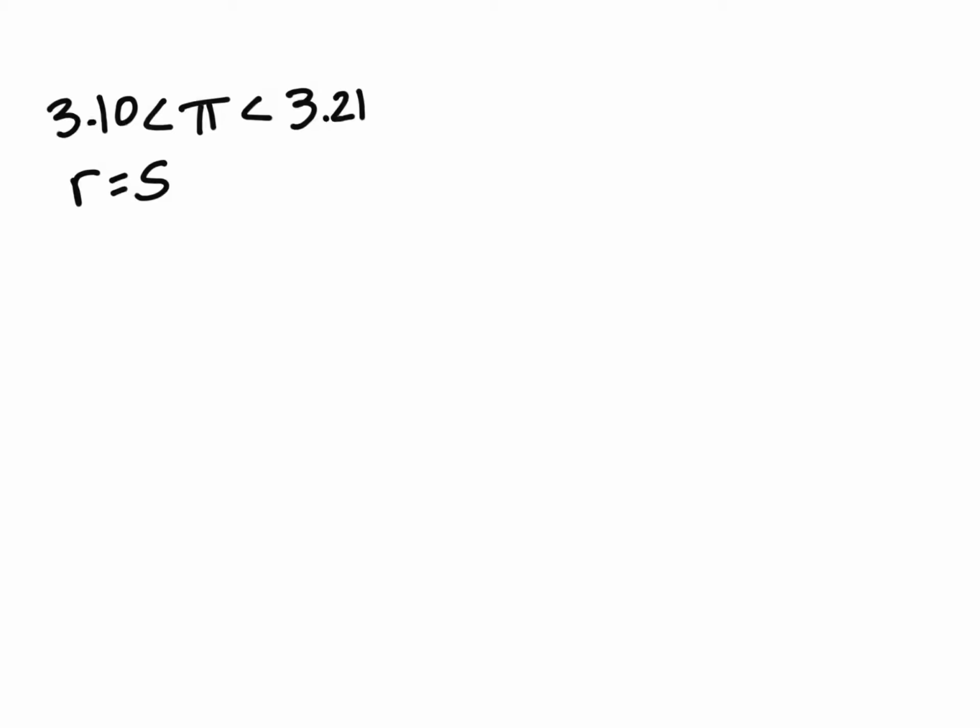Caitlin estimated pi to be between 3.10 and 3.21. If she uses this approximation of pi to determine the area of a circle with a radius of 5 centimeters, what would the area be? So we need to use one estimation that is smaller and one that is bigger. Remember, area is pi times radius squared.